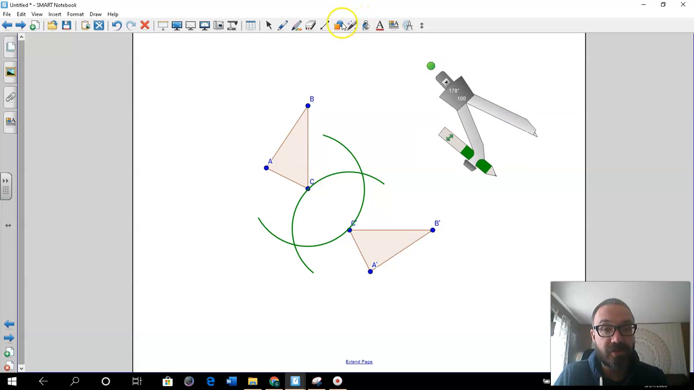All right, and then draw your line. I'll just draw the line this way. And there is the line of reflection. And you could do that with A and A prime, B and B prime. You will get the same line of reflection.